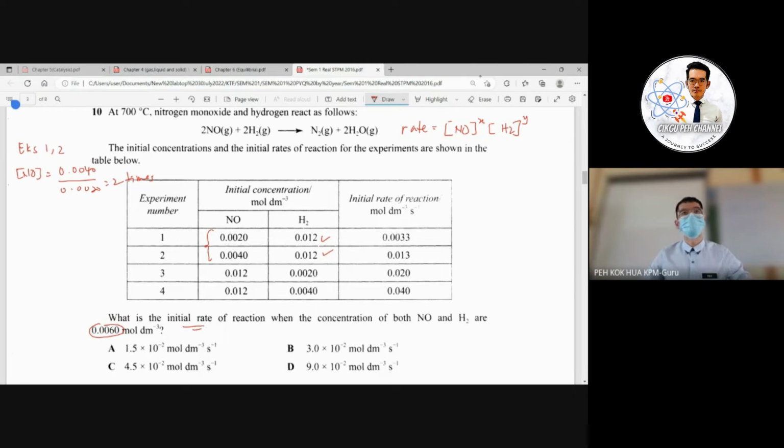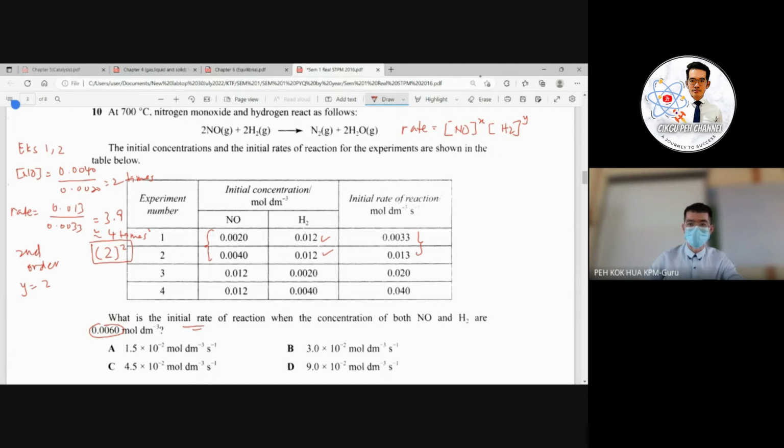How about the rate increase? Using these two values, the rate will be 0.013 divided by 0.0033, so we get about 3.9, which is closest to 4 times. So with a 2 times increase in concentration, there is a 4 times increase in the rate. So we know that NO is second order, so x will be 2.